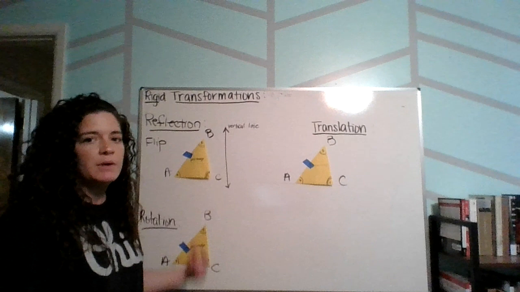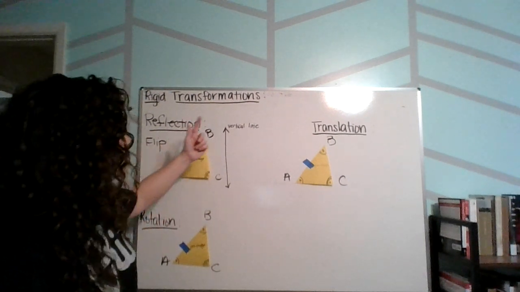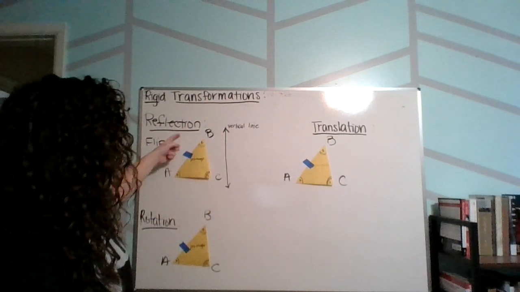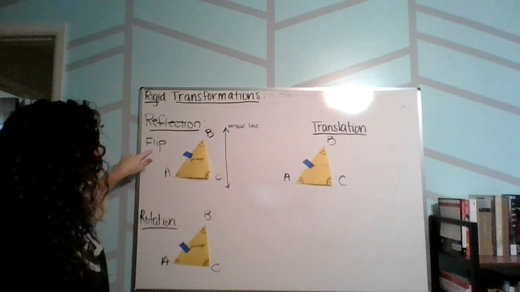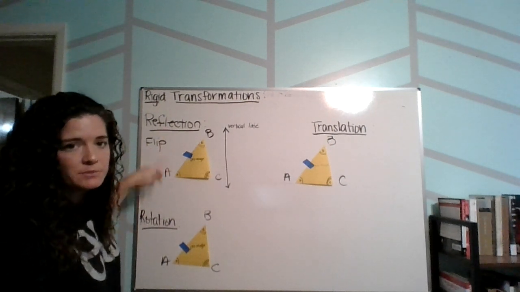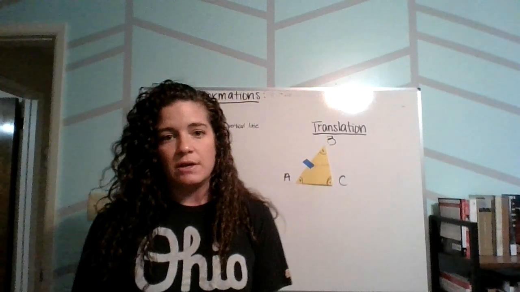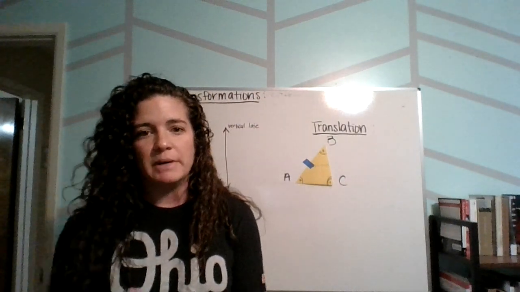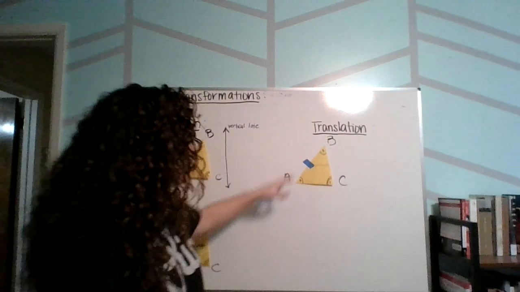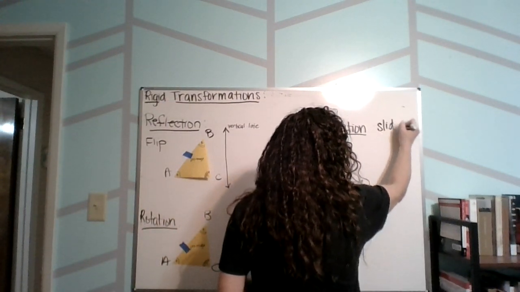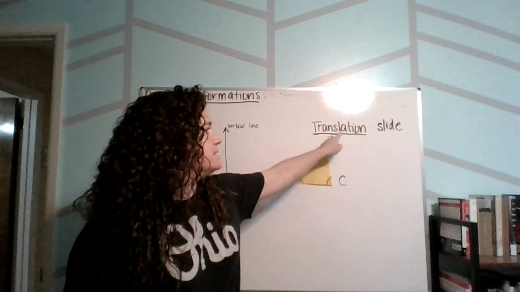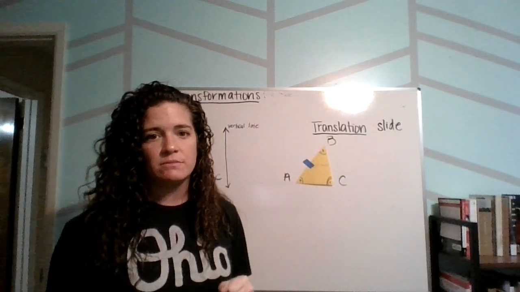Okay, so we have our three rigid transformations. We have reflection, which means we're going to flip. So if you take a look at the FL in reflections, you can think of that as being a flip. That's when you're looking in the mirror and you see your reflection. Your body is flipped around. Translation, I didn't write that one down yet, so let's go ahead and do that. That is known as a slide. So the SL in translation stands for slide.